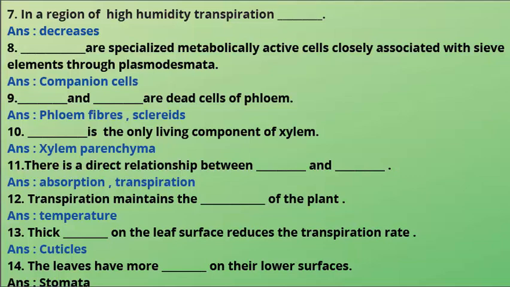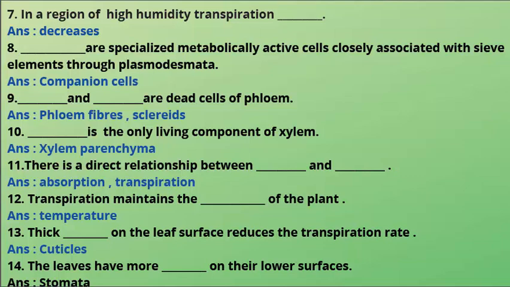Answer is temperature. It basically cools down the plant. So answer will be temperature. It regulates the temperature of the plant. Number 13. Thick dash on the leaf surface reduces the transpiration rate. Answer is cuticles. Cuticles are waxy substances found on the leaf surfaces and they cover the leaf surface and reduce the rate of transpiration. Number 14.